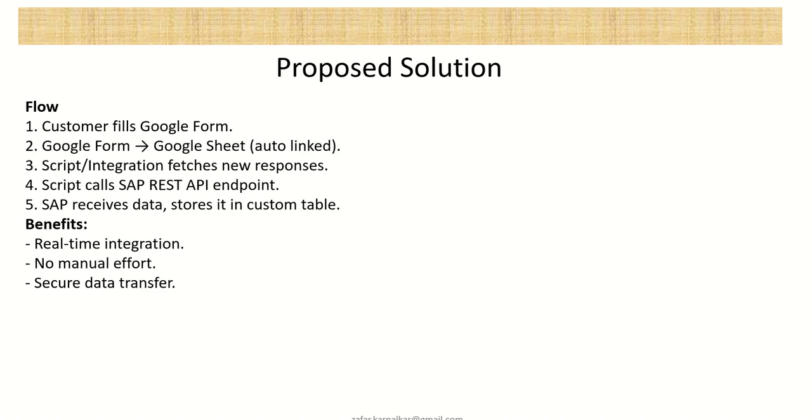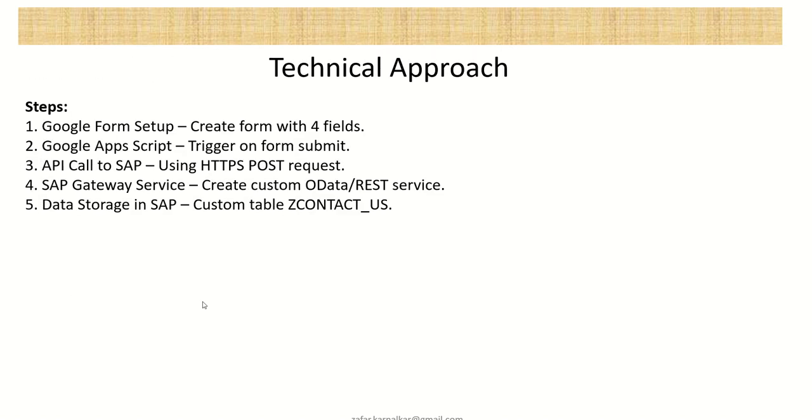So the proposed solution: the customer fills the Google form. Google form to spreadsheet is auto-linked, and the script fetches the new responses, and that app script calls the REST API endpoint. SAP receives the data and it is stored in a custom table. This is the flow. And what are the advantages? Real-time integration, no manual effort, and secure data transfer.